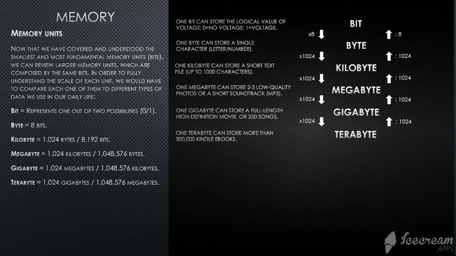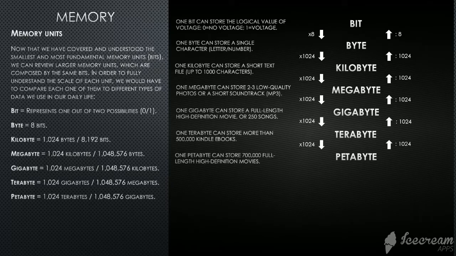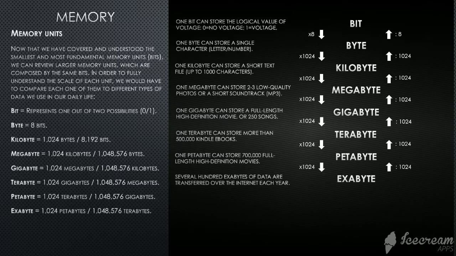Next unit is called a terabyte. A terabyte is composed of approximately 1000 gigabytes or 1 million megabytes, and it can store more than 500,000 Kindle ebooks. Next we have a petabyte, which is approximately 1000 terabytes or 1 million gigabytes. 1 petabyte can store 700,000 full-length high-definition movies. Next we have an exabyte, and just like the previous, an exabyte equals approximately 1000 petabytes or 1 million terabytes. Just so you get a brief idea of how big an exabyte is, several hundreds of exabytes of data are transferred over the internet each year.